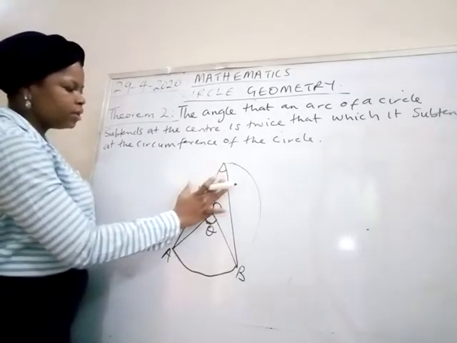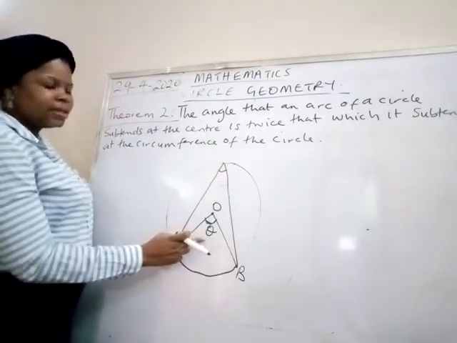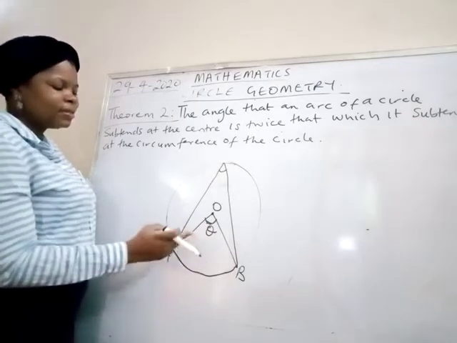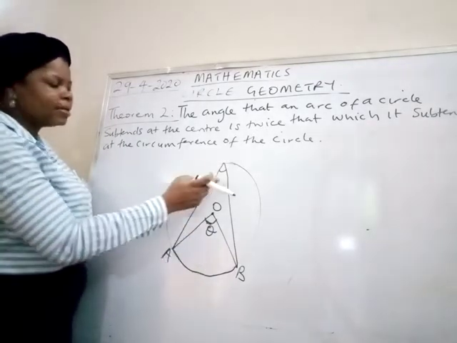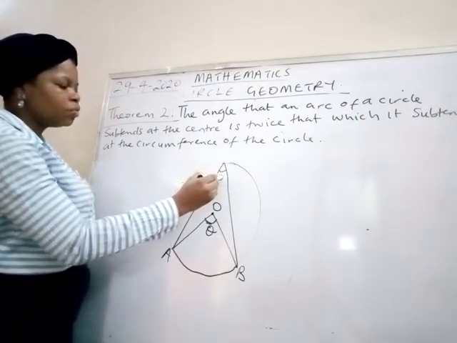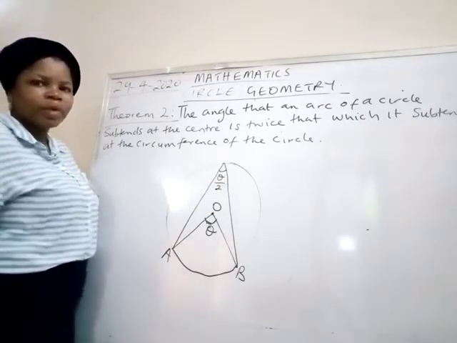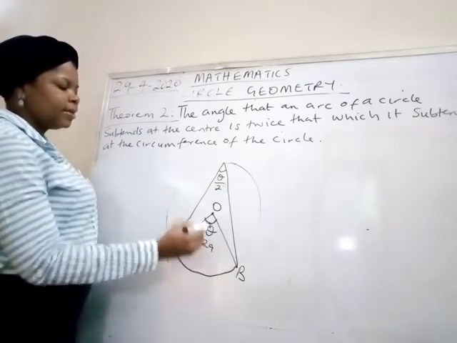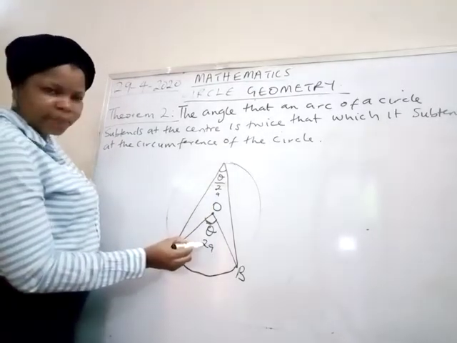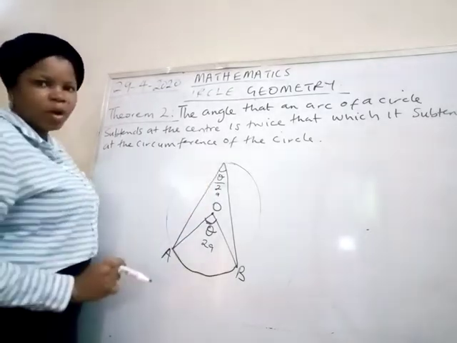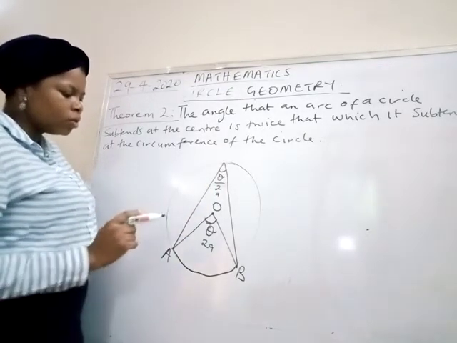Okay, let me change it. Now, if this is theta, and this theorem states that the angle at the center is twice the angle at the circumference, that means this is going to be theta over 2. If this is 2a, this angle here is going to be a. If this angle here is 100, this angle here will be 50, 100 divided by 2. So take note of that.